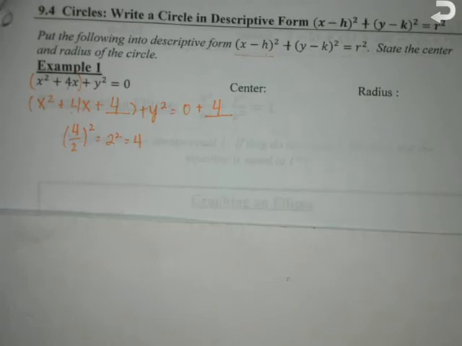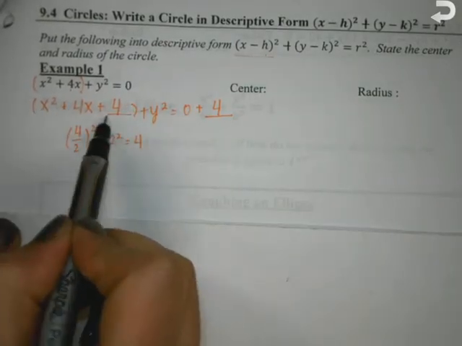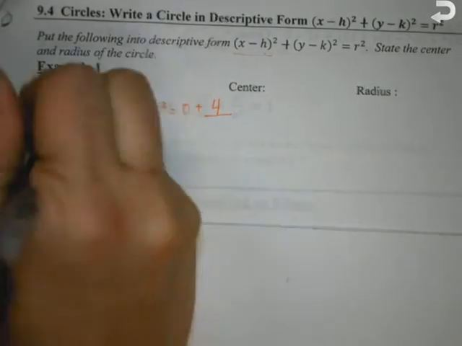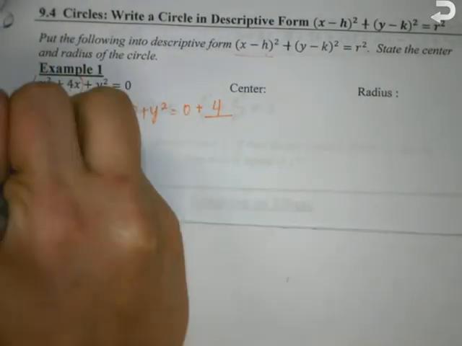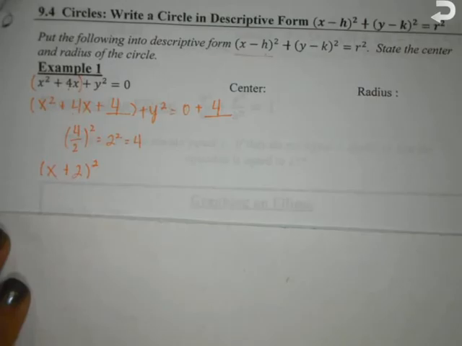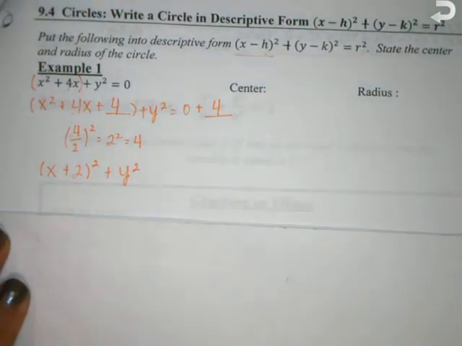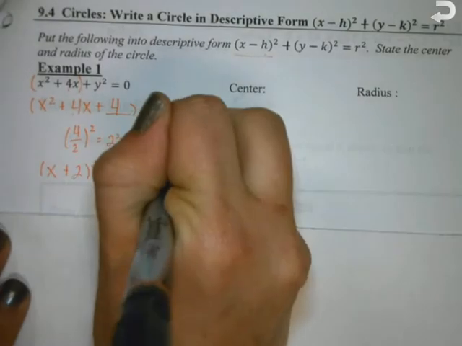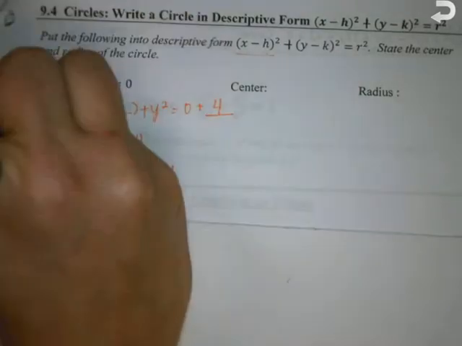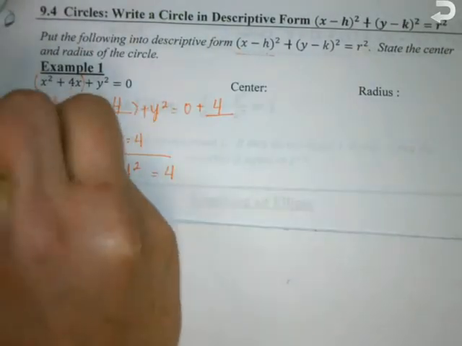Okay, looking at this thing right here, this is now a perfect square trinomial. How could we factor it? 2 and 2, so we could say x plus 2 squared, right? Plus y squared equals what? 4. Does this look like the descriptive form of a circle now? Yes, it does.